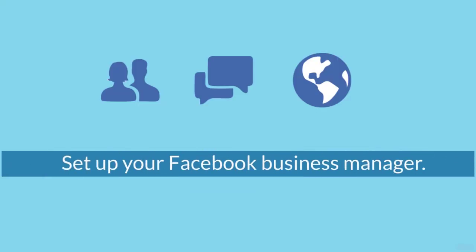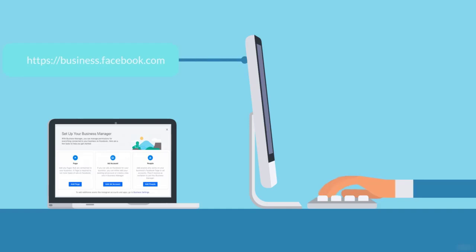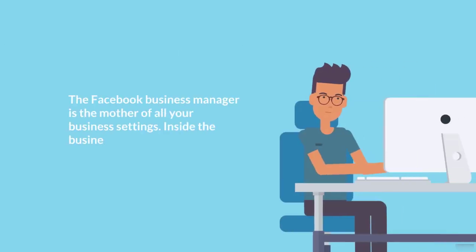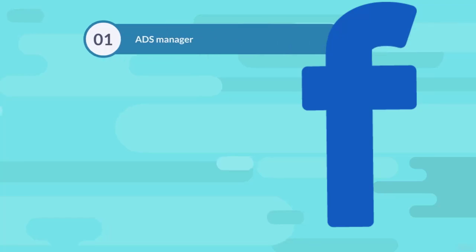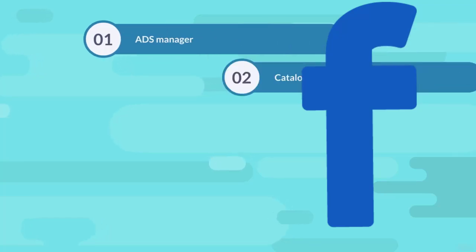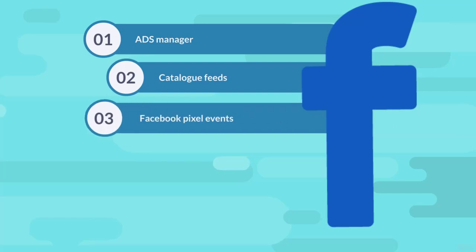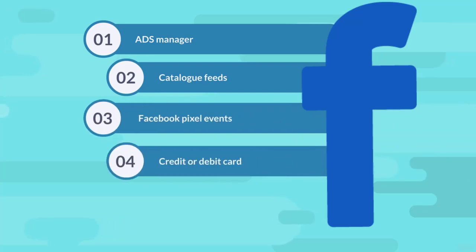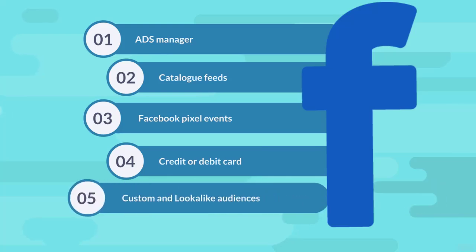Secondly, set up your Facebook Business Manager. Go to business.facebook.com and set up your Facebook Business Manager account. The Facebook Business Manager is the mother of all your business settings. Inside the Business Manager, you will set up number 1, Ads Manager, number 2, Catalog Feeds, number 3, Facebook Pixel Events, number 4, Credit or Debit Card, and number 5, a Custom Lookalike Audience.